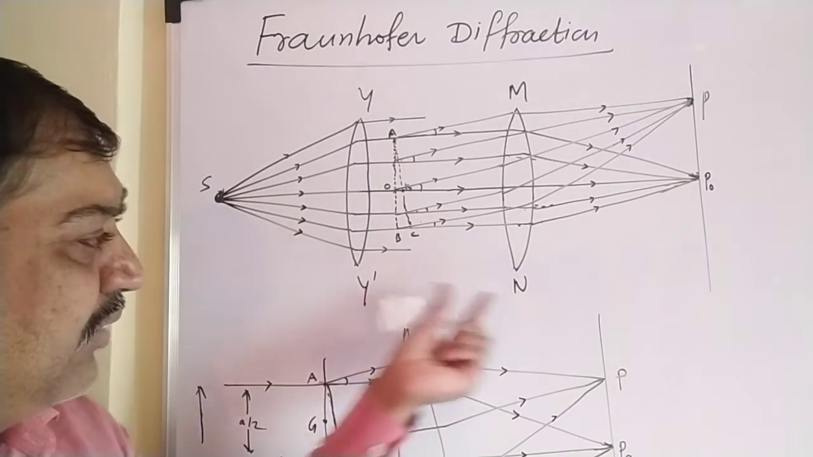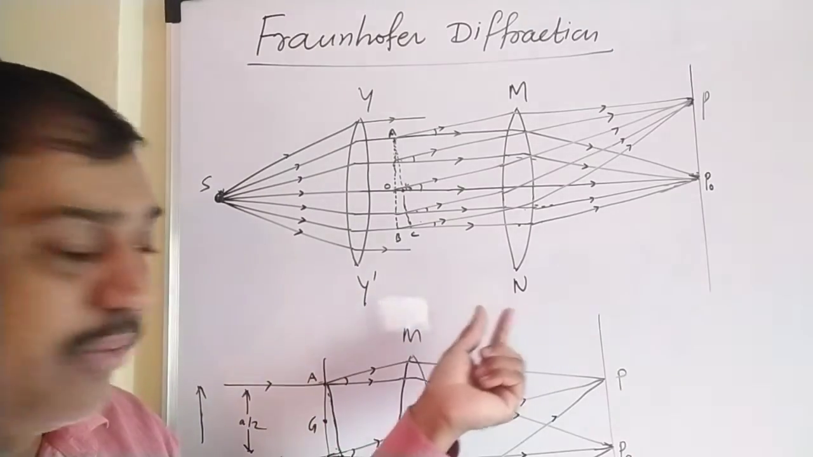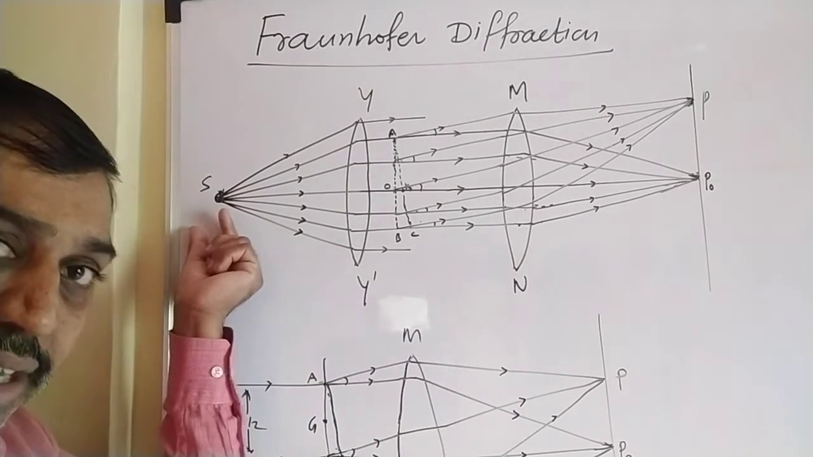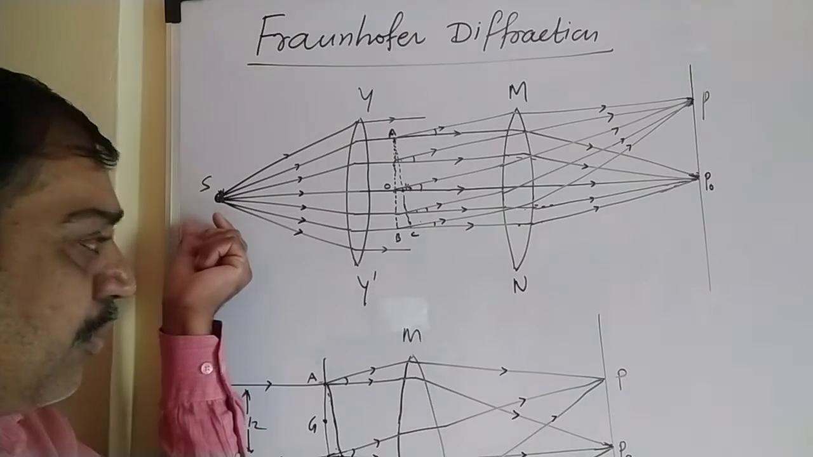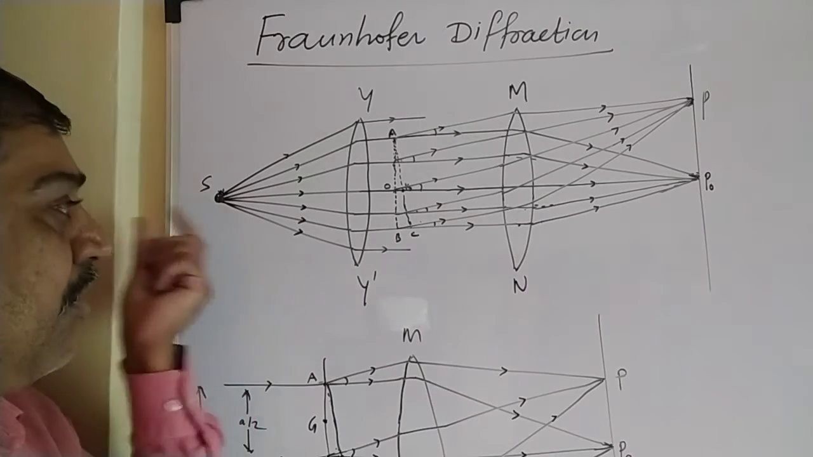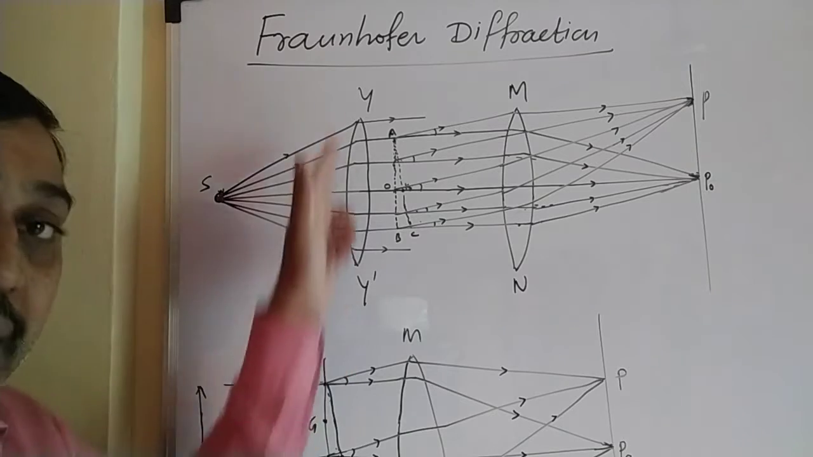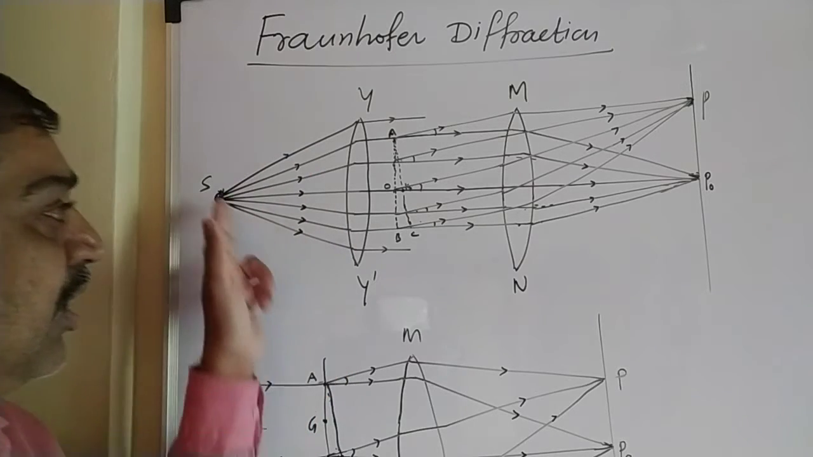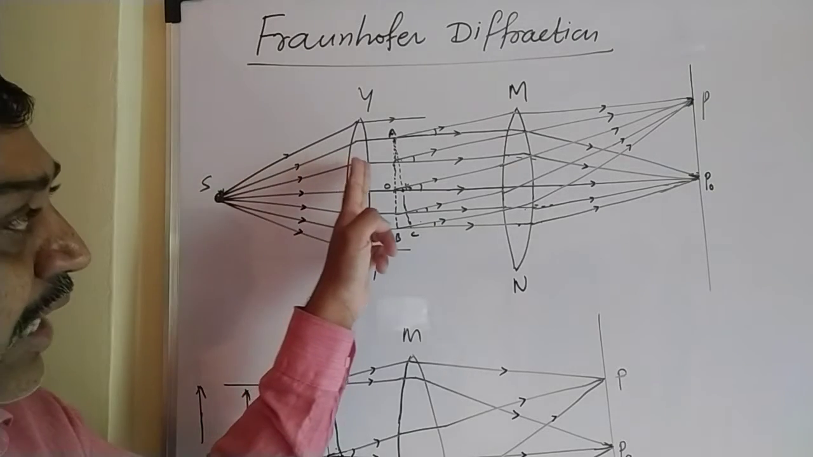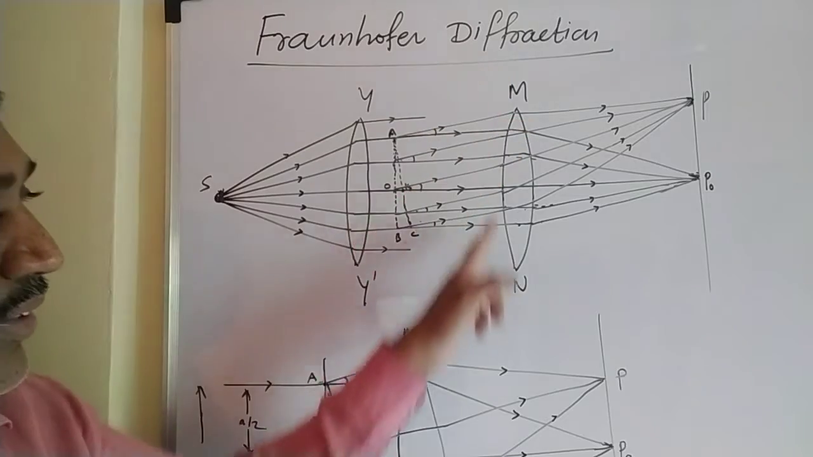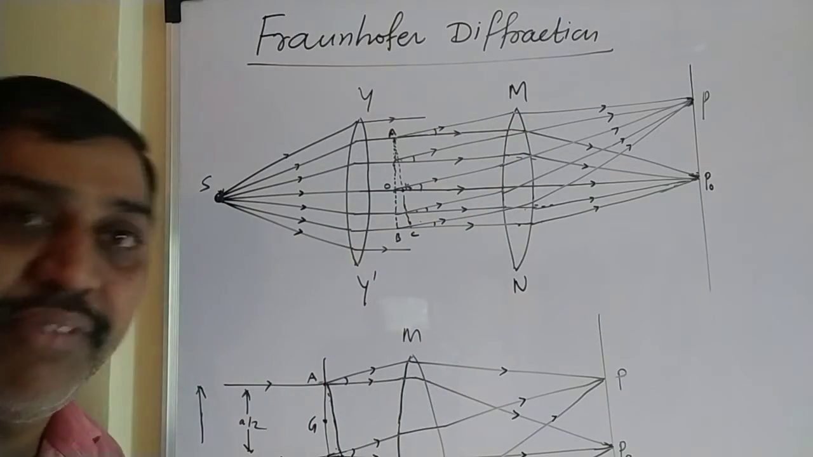Here two lenses are used. There is one source of light. Basically, it is very far away from the slit. When the light wave coming from the source is incident on this lens, biconvex lens y dash, it gets split and it is incident on another biconvex lens mn.